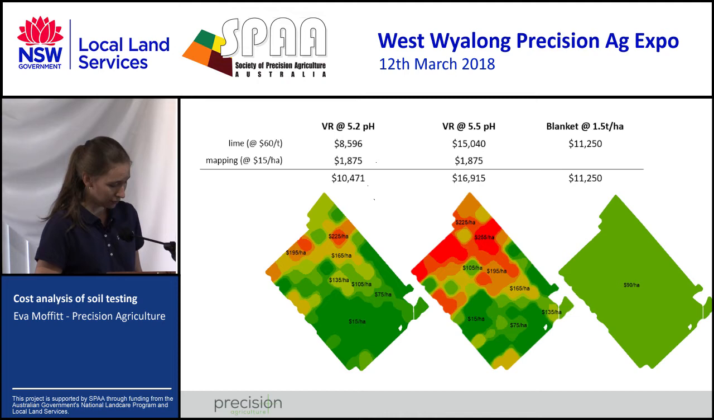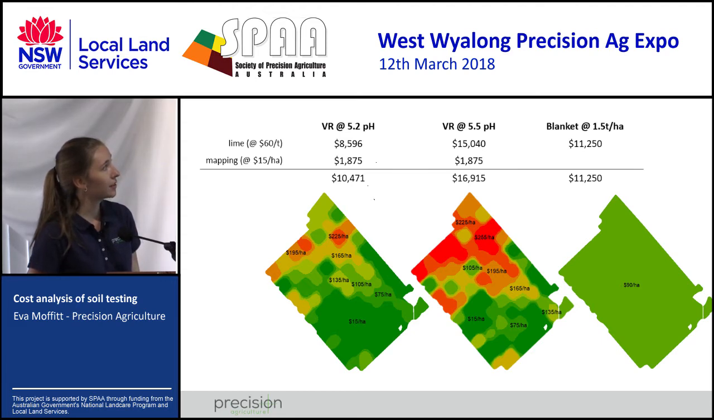So have a look at a few of the dollars around that. Our VR application at 5.2, our lime at $60 a tonne, we've spent about $8.5 grand on it. Mapping, $15 a hectare, spent about $1,800. So we've ended up at $10,500 to lime that paddock to 5.2 pH. VR at 5.5, we spent $15,000 on lime, $1,800 on mapping. So we're looking at almost $17,000 to get that paddock to 5.5 pH.